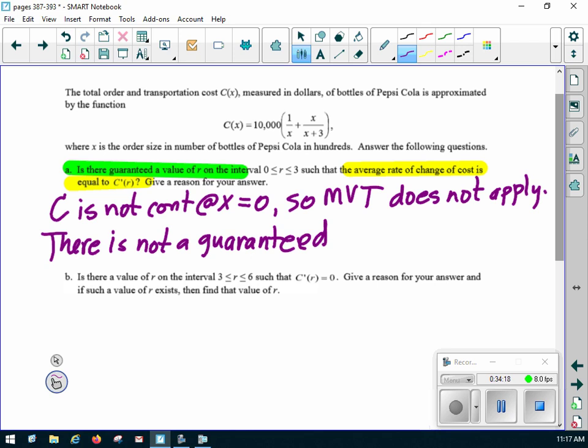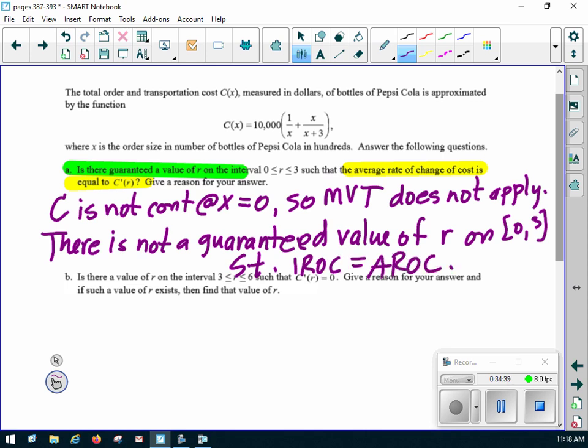You got to answer the question, and the question was, is there a guaranteed value? There is not a guaranteed value of R on 0 to 3 such that the average rate of change equals C prime of R. It might be there, but it's not guaranteed. Answer the question. Okay?